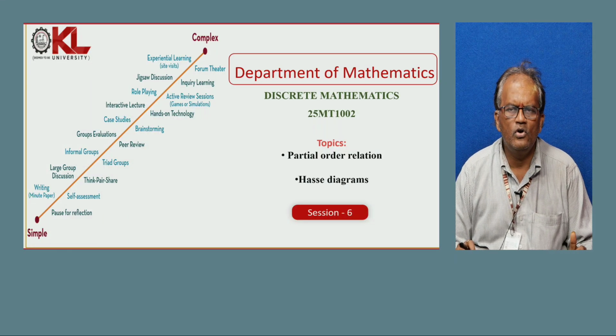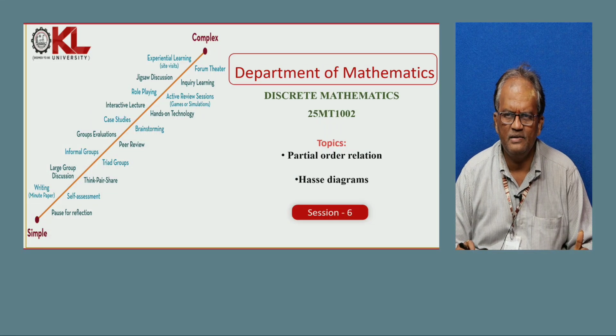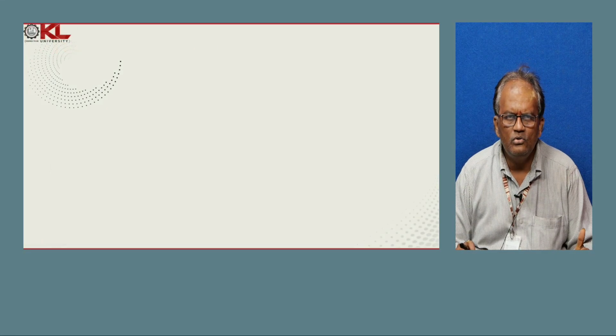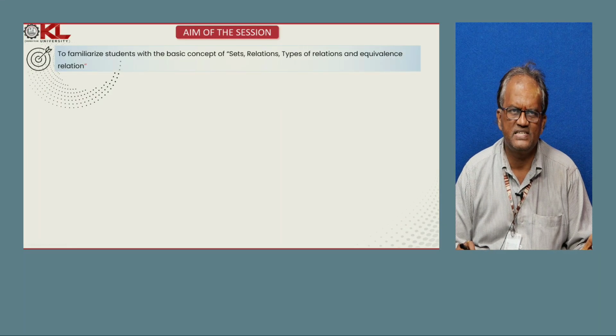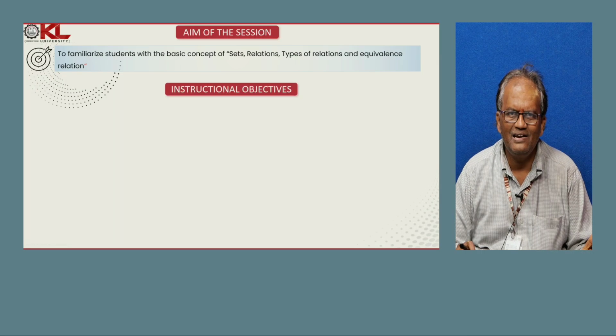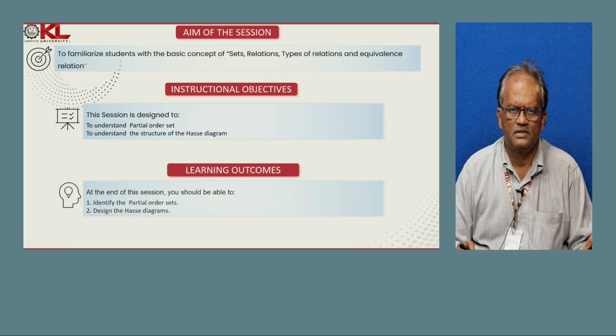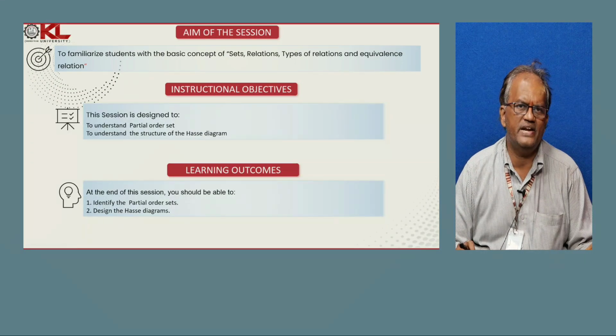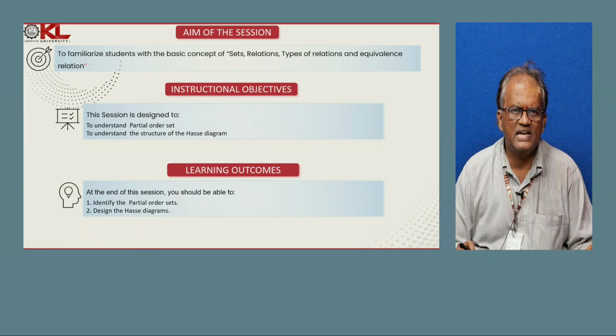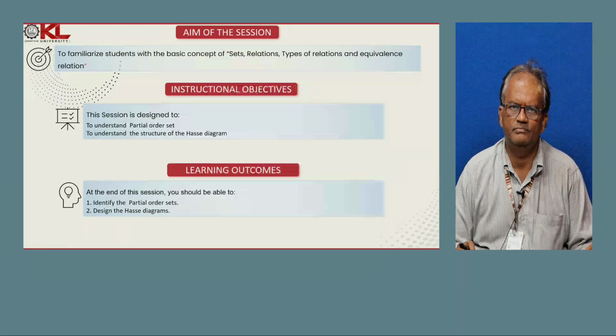Before going to partial order relations and Hasse diagrams, first we look at the objectives of the course, the aim of these sessions, and what we have to learn from these concepts. These come under the instructional objectives and learning outcomes before starting the concepts. The instructional objectives designed here are to understand partial order sets and to understand the structure of a Hasse diagram.